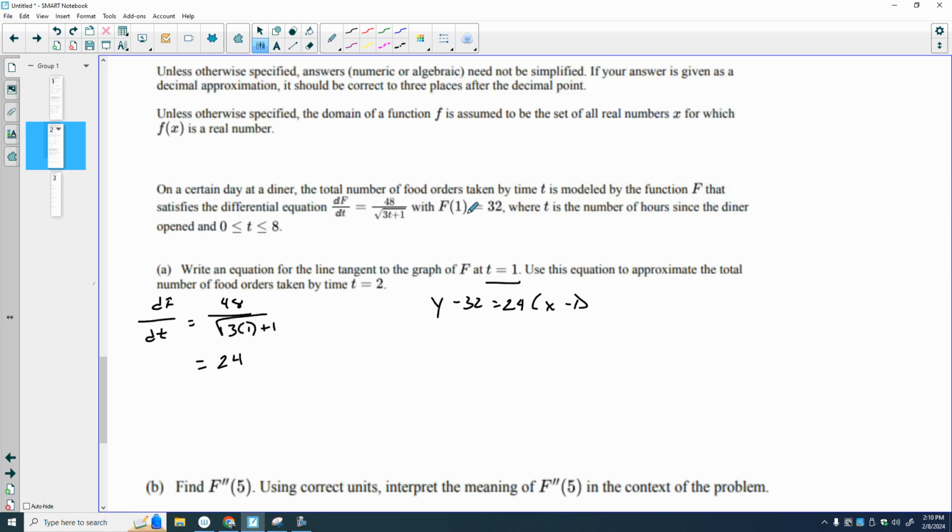At time equals 1, my function is 32. Use this equation to predict at time equals 2. So y minus 32 equals 24 times 2 minus 1, which becomes y minus 32 equals 24. So y equals 56. And if you want to be more precise, 56 orders.